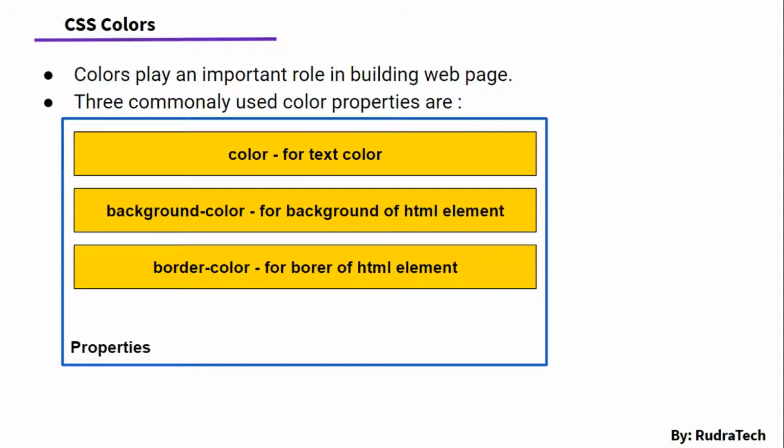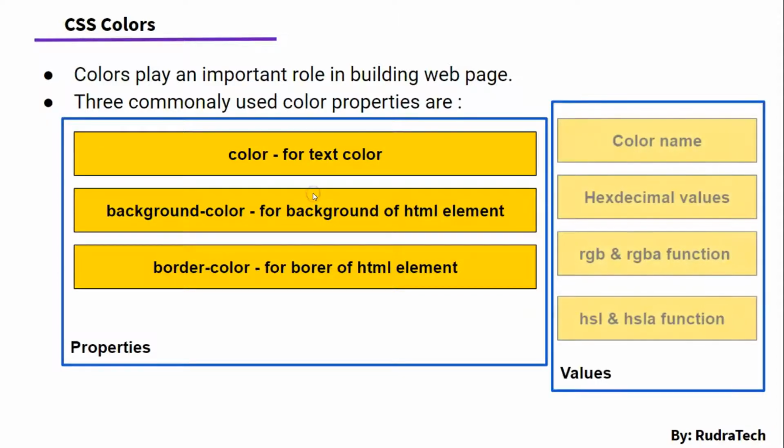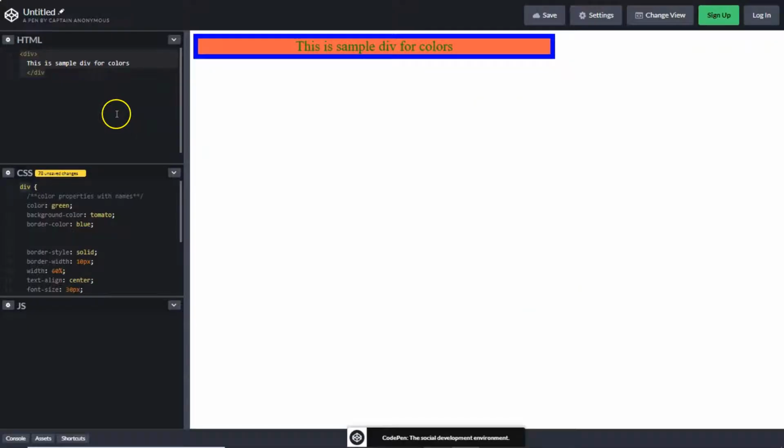For these properties come a set of values that you can apply, which are color names, hexadecimal values, RGB and RGBA functions, and HSL and HSLA functions. We'll be using the combination of these properties and values to apply the colors to any given HTML element. Now, here is an example of the color properties.